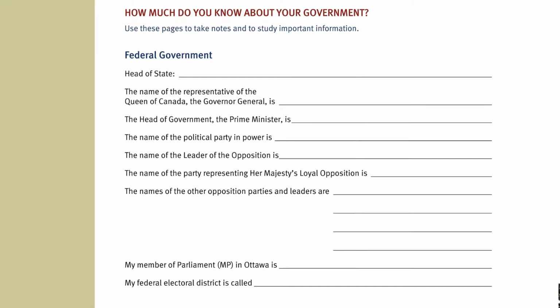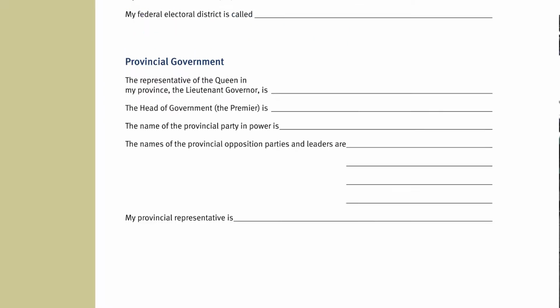Who is your Member of Parliament, or MP, in Ottawa? What is your federal electoral district called? At the provincial government level, who is the Lieutenant Governor, the representative of the Queen in your province? Who is your Premier or head of government? What is the name of the provincial party in power? What are the names of the provincial opposition parties and leaders? Who is your provincial representative?